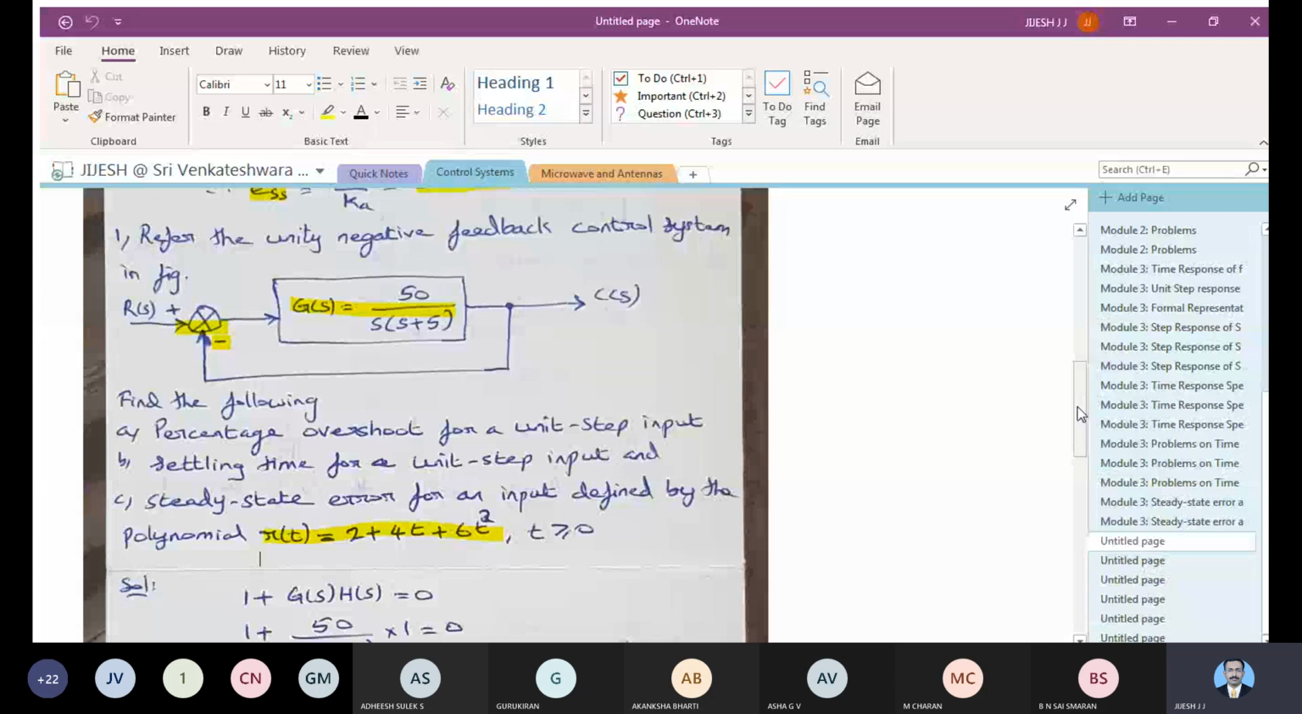Note down this problem: a negative feedback control system. R of s is given, and G of s is given as 50 divided by s into s plus 5. You are asked to find the percentage overshoot for a unit step input, then the settling time for a unit step input, and then the steady state error for the polynomial r of t equal to 2 plus 4t plus 6t square.